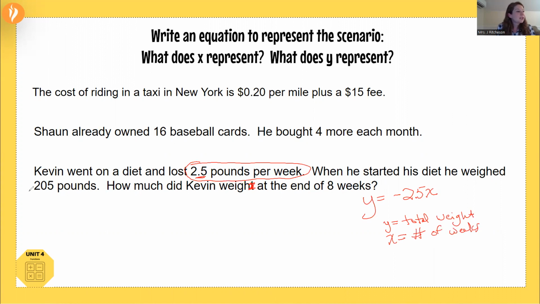And then we do have to include how much he started with. What was his weight at the beginning? Plus 205. So now that we have our equation, we can answer this question. At the end of 8 weeks, in other words, if the number of weeks x is 8, we would multiply 8 times negative 2.5, which is negative 20, and add that to 205, the beginning weight, and we would know at week 8, Kevin weighed 185 pounds. Good for you, Kevin. We can answer that question easily after we've written our equation.